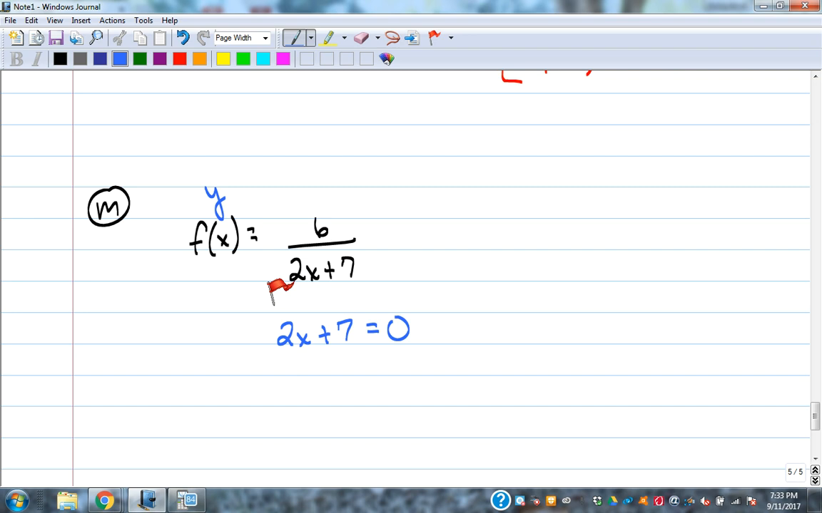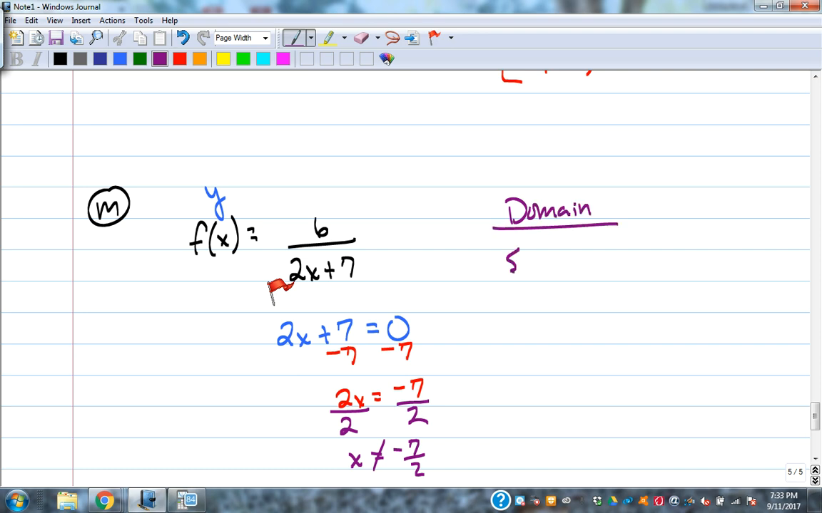Okay. All right, let's solve that. Subtract 7. 2x equals negative 7. Last move, divide by 2. We get this fraction, negative 7 over 2. We know that's the thing that x cannot be. So in set notation, that's the easy one. x, as long as x does not equal negative 7 over 2.